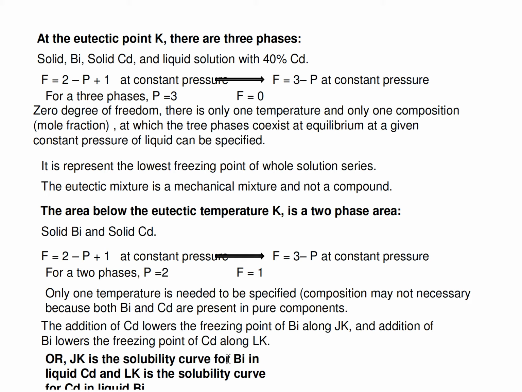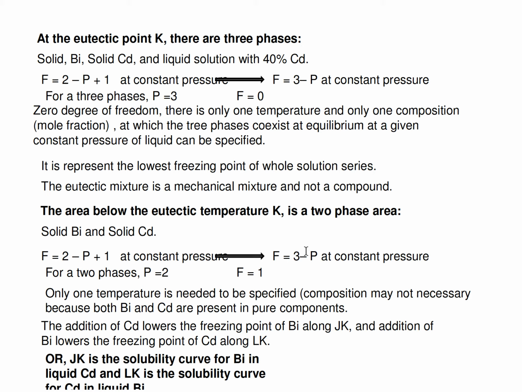If we calculate the degrees of freedom from the phases, we have 0. So with 0 degrees of freedom, there is only one temperature and only one composition at which the three phases coexist at a given constant pressure. It represents the lowest freezing point of the whole solution series, and the eutectic mixture is a mechanical mixture and not a compound, right? Remember that. And the area below the eutectic temperature K is a two-phase area of solid bismuth and solid cadmium.